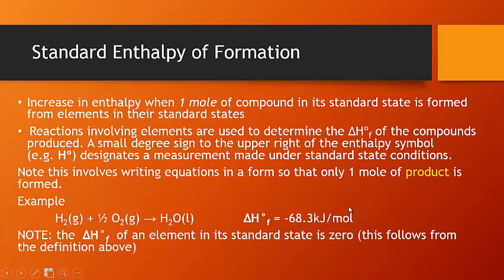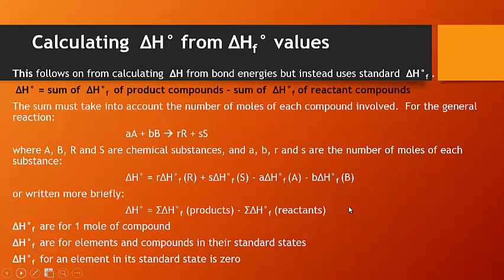One thing to note is that the enthalpy of formation of an element in its standard state is 0, and that's because you use the elements to form a compound. So the elements are 0, but the compound is not 0. So if you needed to calculate the enthalpy of a reaction from the enthalpy of formation, then you need to sum up all of the products and all of the reactants. And the enthalpy of the reaction is simply the sum of the products minus the sum of the reactants.